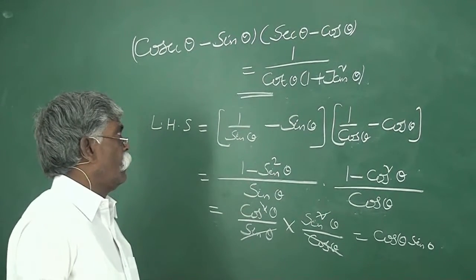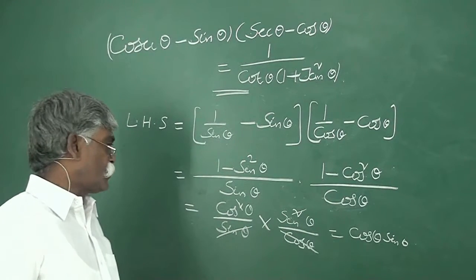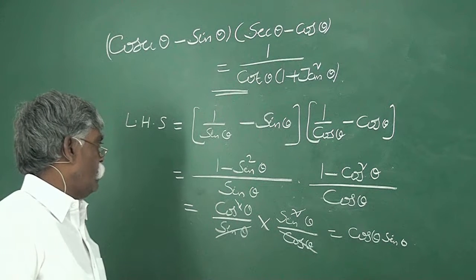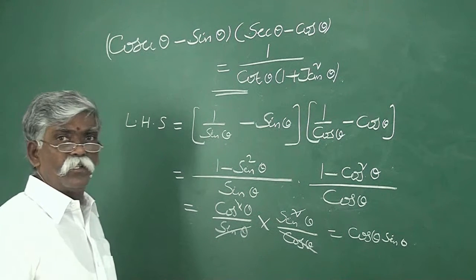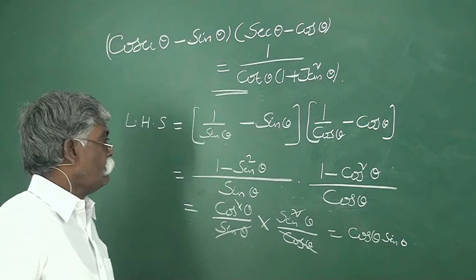Now the answer is 1 by cot theta into 1 plus tan square theta, but we have arrived at the conclusion that the answer is cos theta and sin theta.